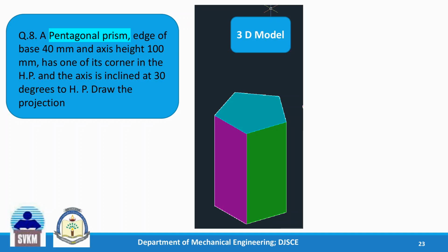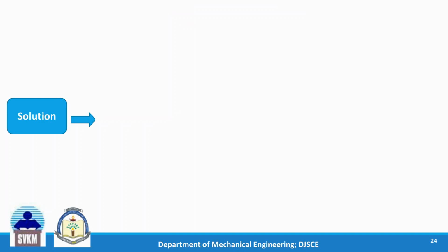Now here they have given that it has one of its corners in the HP, so we are going to keep one of the corners of the prism on the right side of the observer, and we will draw the front view and the top view. For this, in the top view we will get the pentagon and in the front view the rectangles. So that is the first step. We already solved this first step in the previous session, in which the solution consisted of only one step.